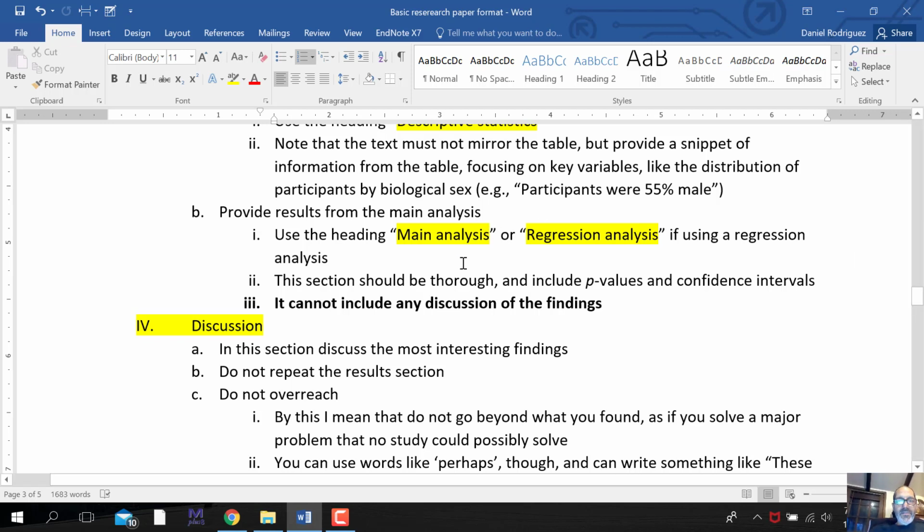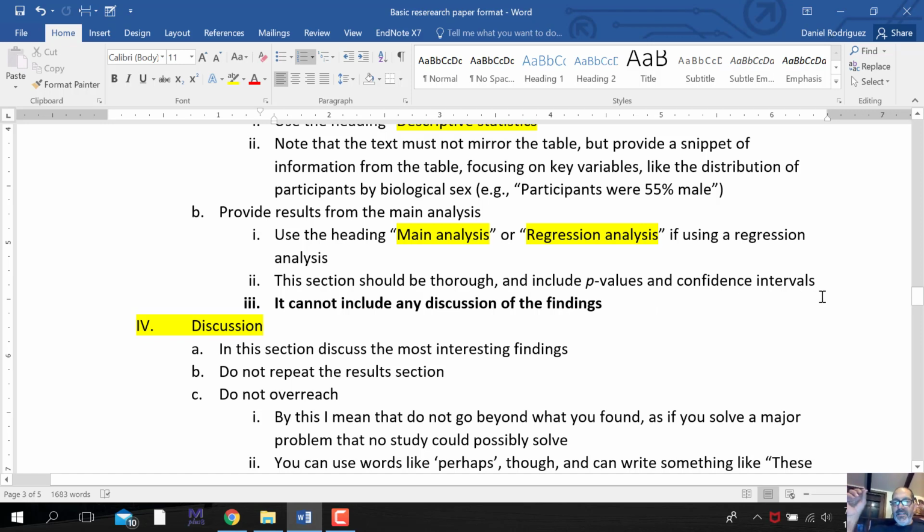Provide the results of the main analysis. It depends on what you're doing. If I'm doing structural equation analysis, I'll say multivariate results, multivariate analysis. You can have main analysis, you can have regression analysis if you're doing regression, some kind of a subheading there. So here, you see I put this in bold, that means it's important. You cannot discuss any findings here. No discussion, nothing. Just give me the data results. So include p-values and confidence intervals, effect sizes, things like that.